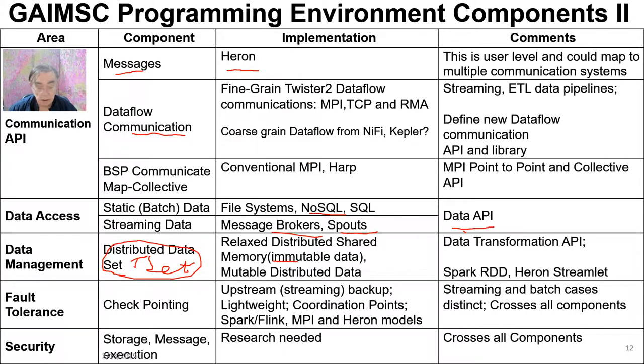Security is critical, and we don't do much on security. We think we need more research, but I don't think Spark or any of these systems have any special security. They inherit existing security, secure logins and access and things like that, but they don't have special security built in. So that's the end of this slide set, and it's the initial overview of Twister2. Thank you.